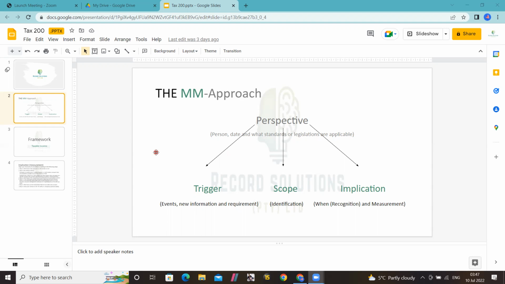Before we start, I would like to, as usual, go through the MM approach, as it's very important to use this approach, especially when reading scenarios, as using this approach will actually help you get a lot of information from the scenario. So like I said, the first thing when reading a scenario, even required, is perspective. So who are you? What person you are is very important. Are you a company? Are you an individual? Are you a trust? So it's very important to know who you are.